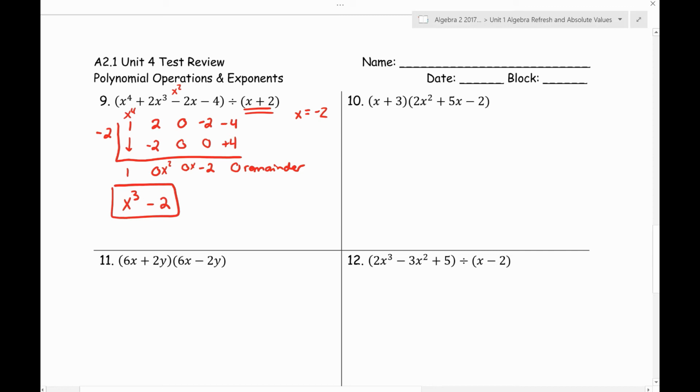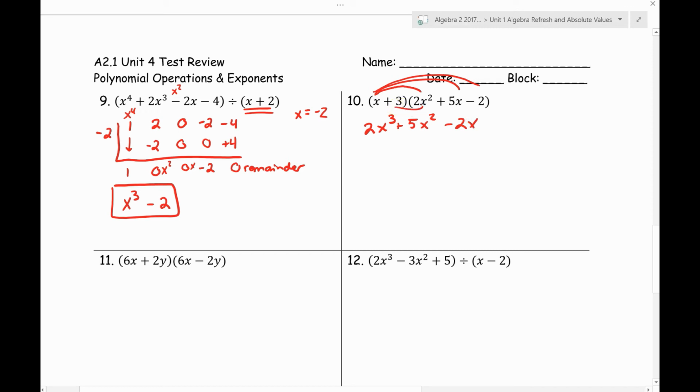Pretty simple. Okay, now, number 10, we're going to use our distributive property. First term multiplies to everything in the second set of parentheses, while the second term will multiply to everything in the second parentheses as well. So let's do the top. X times 2x squared gives me 2x cubed. X times 5x gives me 5x squared. And then x times negative 2 is negative 2x.